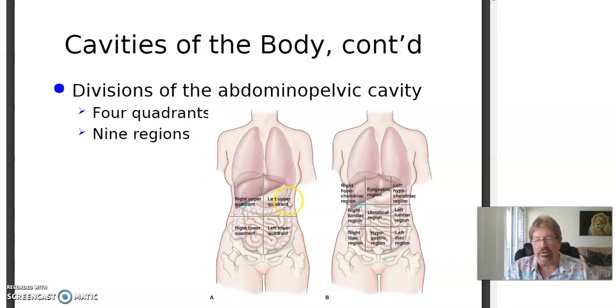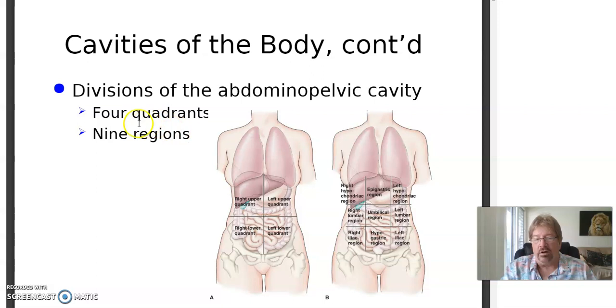Right upper quadrant, left upper quadrant, right lower quadrant, left lower quadrant. These are real important because they're used as reference. For example, if a patient comes in with acute pain in the right lower quadrant, and if you touched them there, it hurt, and if you poked in and let it go, which is called rebound tenderness, it hurts them real bad. That's a pretty good sign, especially if they have diarrhea, nausea, or vomiting, that they have appendicitis. Pain in the right lower quadrant. Now, that's the easy one.